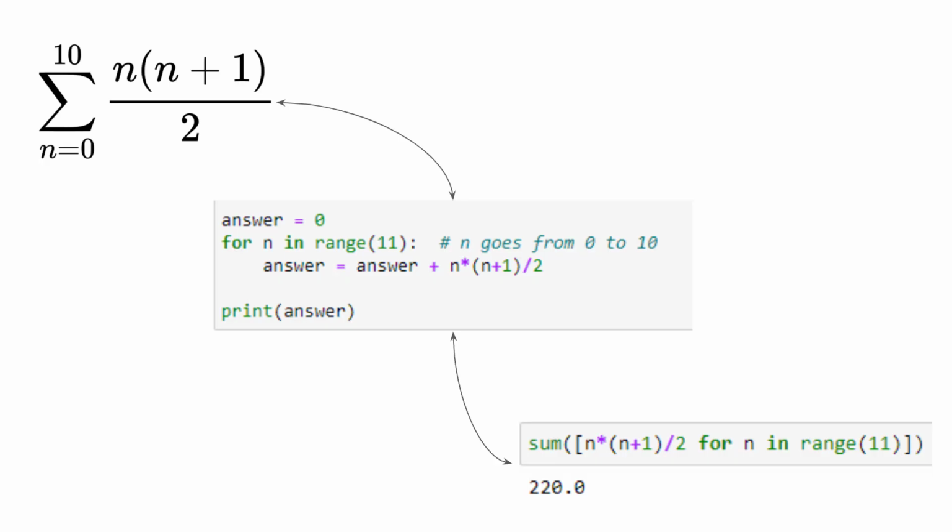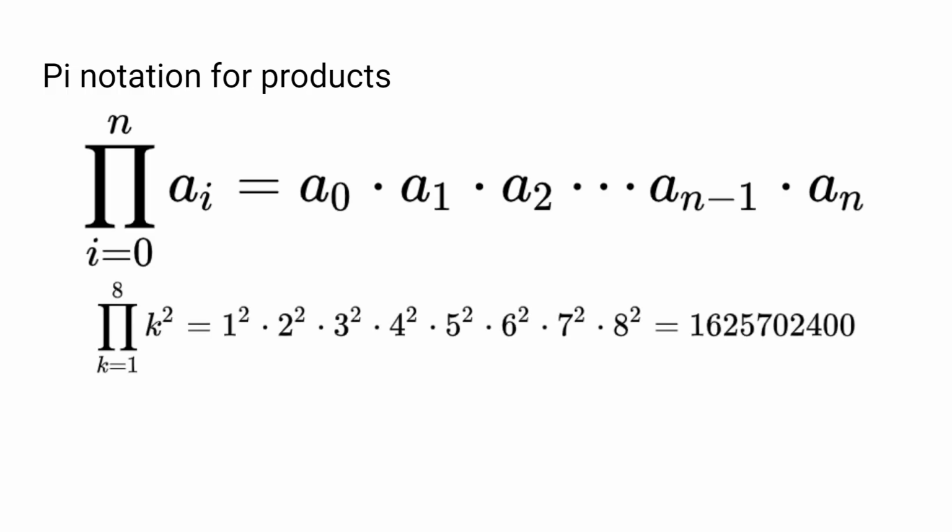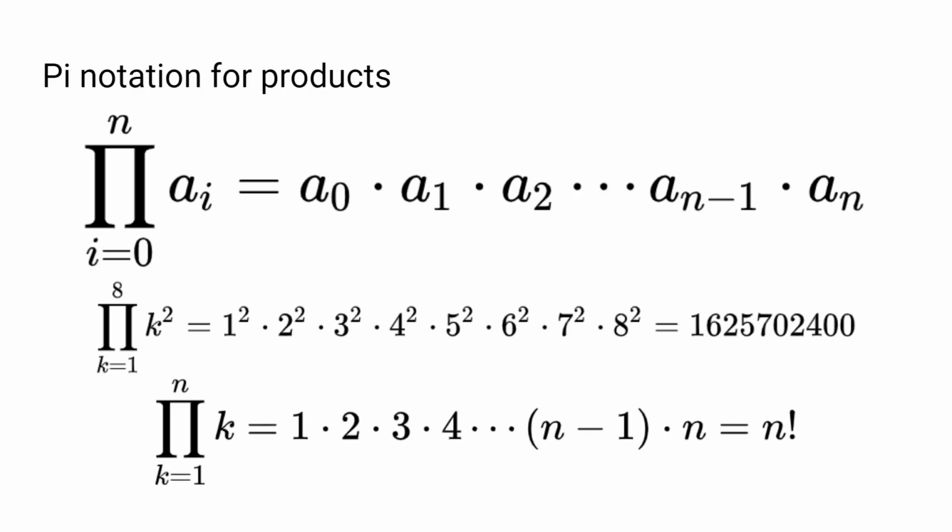We can also multiply sequence elements together, and we'd use a giant Greek letter pi for that. So this notation means take the elements of sequence A from 0 through n and multiply them together. For example, the product of k squared from k equals 1 to 8 is this number. Notice that if we look at the product of just the variable k from 1 through n, this is 1 times 2 times 3 times and so on up through n minus 1 times n, and that's n factorial.